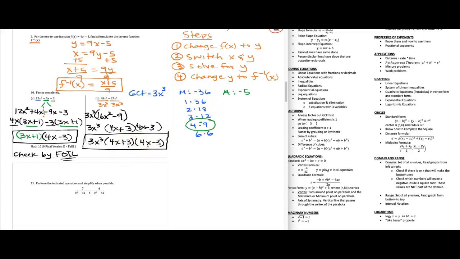Okay, and again, you can check that by foiling. You'd want to foil these back together. You'd come back with this 16x squared and then distribute that 3x to the third back through, and you'd come back with what you started with. Okay, questions there on factoring?